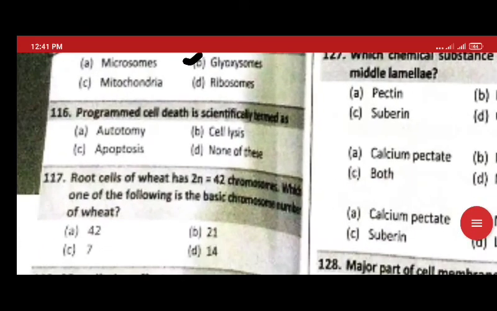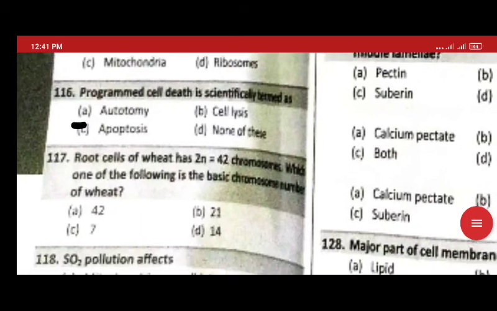116. Programmed cell death is scientifically termed apoptosis. So option C is right for 116.